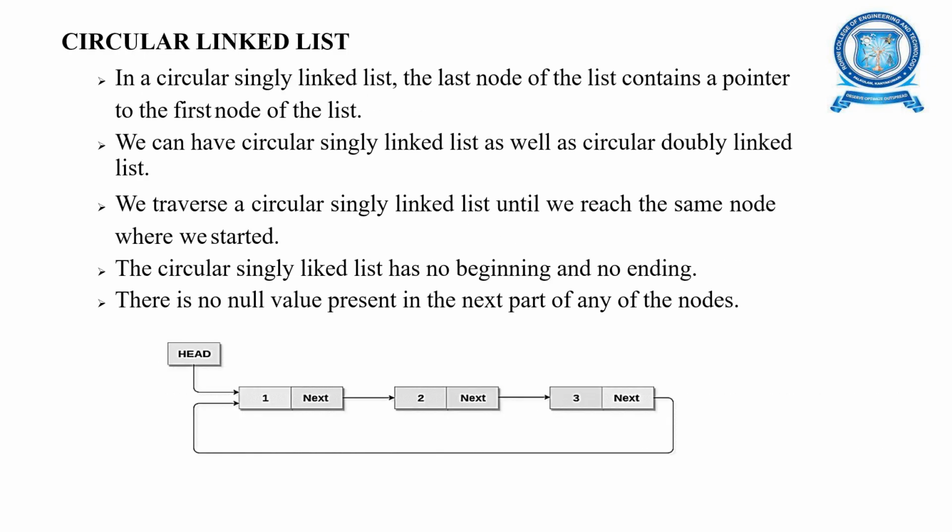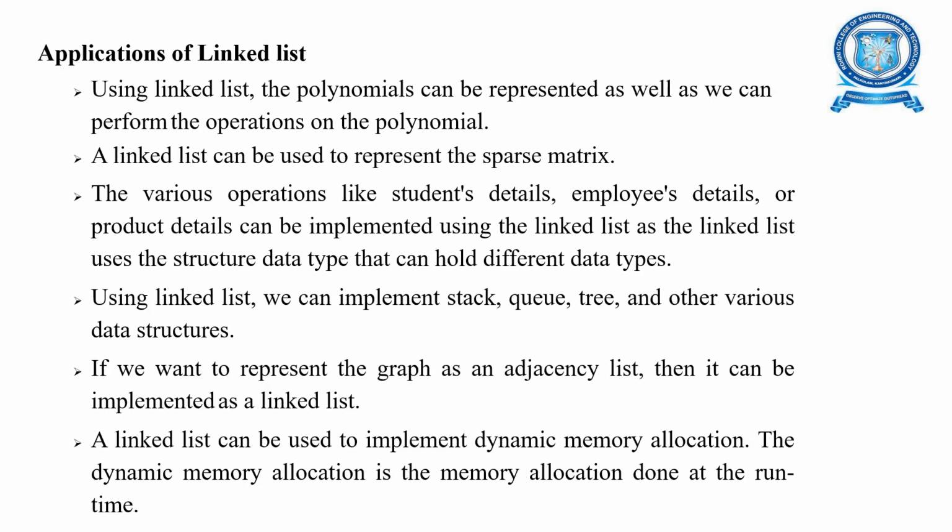Next is the circular linked list. Here we can see that the last node of the list contains a pointer to the first node of the list, so it forms a circular pointer. We traverse a circular singly linked list until we reach the same node where we started. So that is the circular linked list.